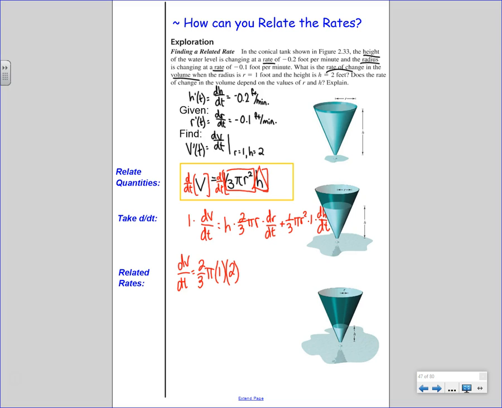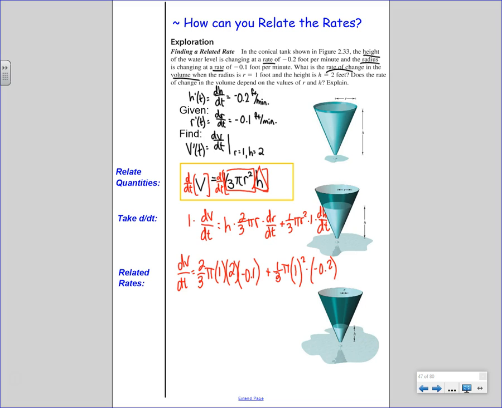Okay, let's plug it all in. And these are constants, so I'm going to plug them in as well, because it's always true. So I have 2/3 pi r h, dr/dt, which would be negative 0.1 feet per minute, plus 1 squared times 1 dh/dt, which would be negative 0.2. I'm not doing dimensional analysis so well here. Could I plug in all my units? And the answer is yes. We'll think about units in just a second.